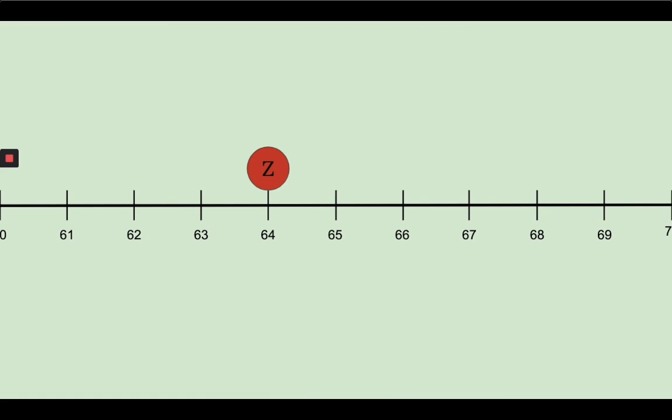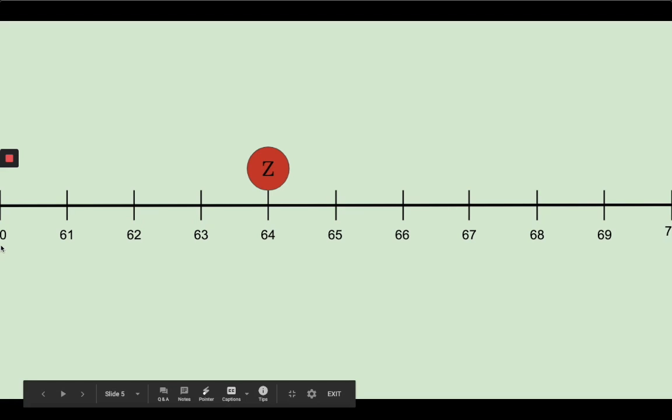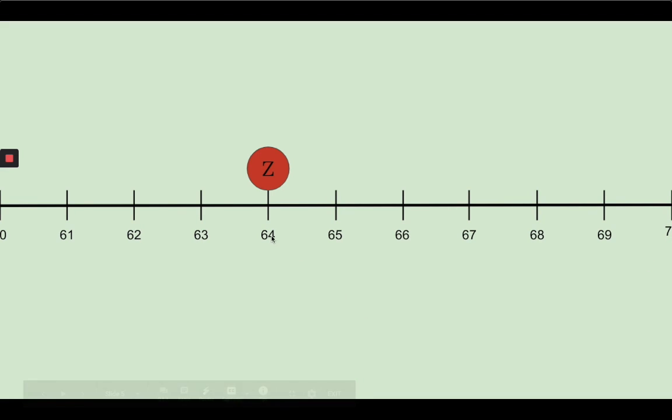So another way we can do this is using a number line. So here I have a number line from the number 60 all the way to the number 70. So why do you think I put a letter Z at the number 64? That's right, for Zafira's name. So Zafira is thinking of the number 64.